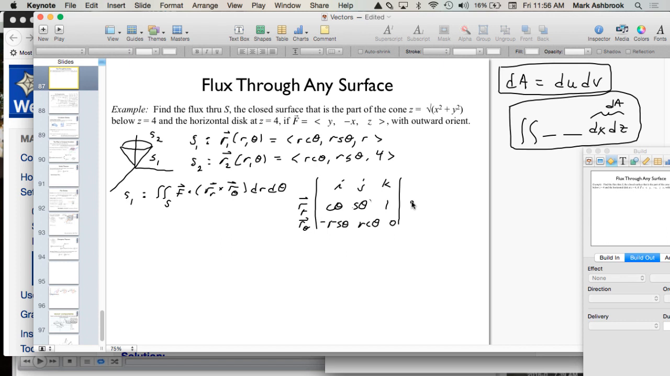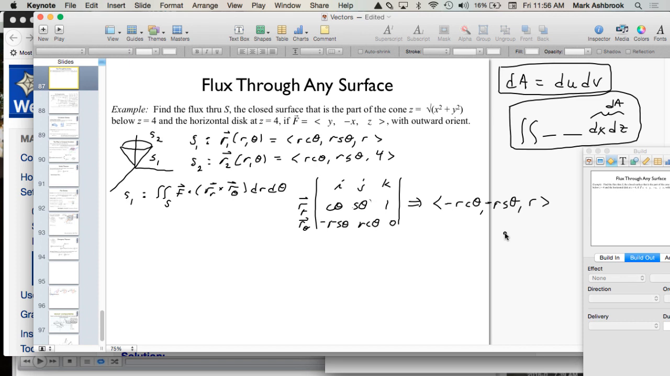So we get the vector out of this. What vector do we get? Negative r cosine theta, negative r sine theta, and then positive r? Someone confirm that? Yeah. Thank you. That's good, saves time.